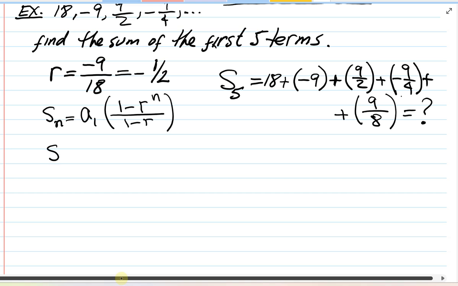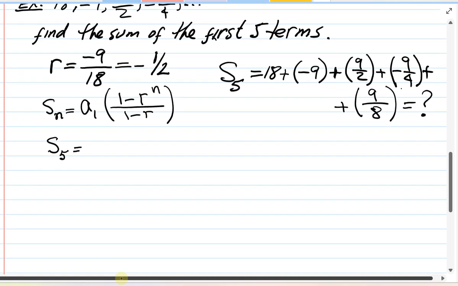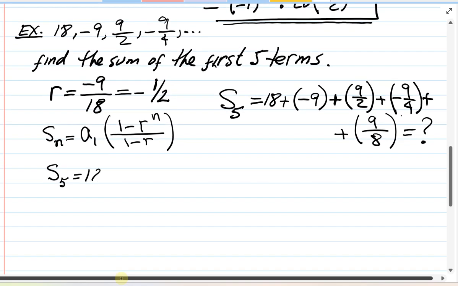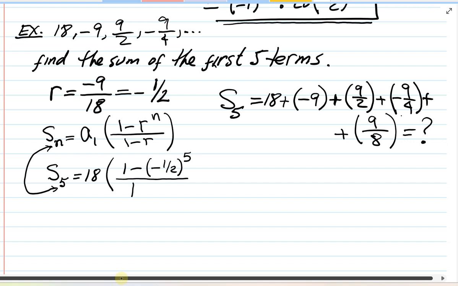Let's put the specifics in. The sum of the first 5 terms will be first term, remember, is 18. 18 times 1 minus the common ratio, which is negative 1/2. And n here is 5, right? N is 5. And divided by 1 minus the common ratio. Notice the common ratio is negative and you have to keep it in parentheses so we can distribute the signs appropriately.